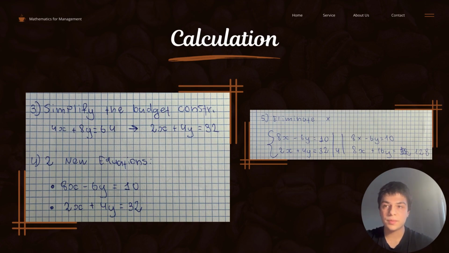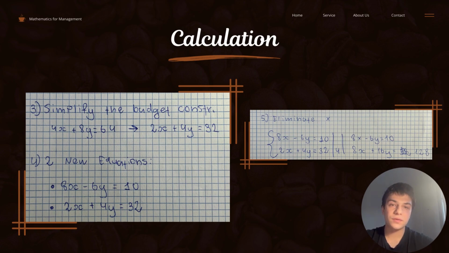Now, the third step is to simplify the budget constraint, which is 4x plus 8y equals 64. After simplification, which is just dividing the whole function by 2, it is going to be 2x plus 4y equals 32. Now, in step 4, we just write down the given equations, which are 8x minus 6y equals 10 and 2x plus 4y equals 32.